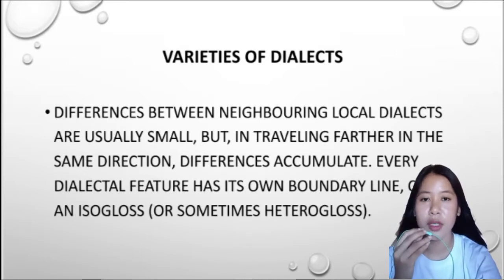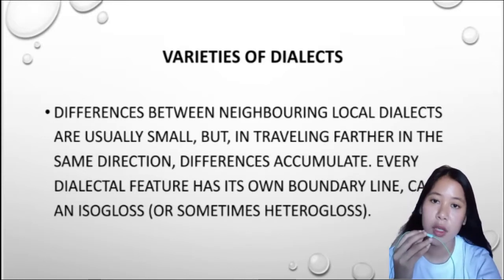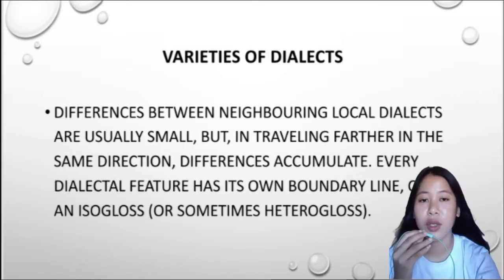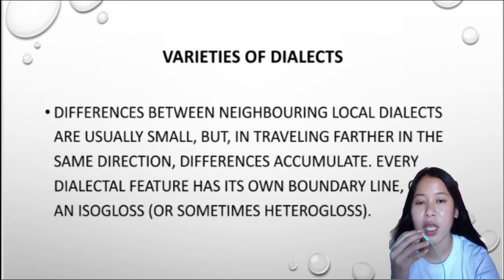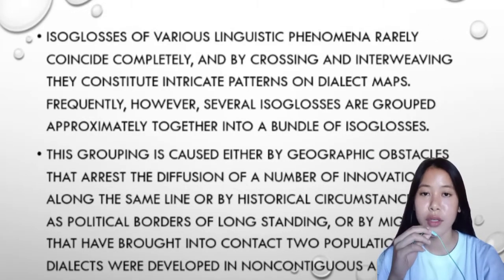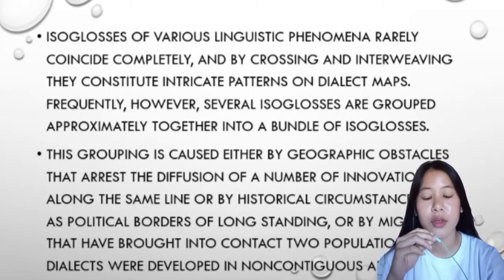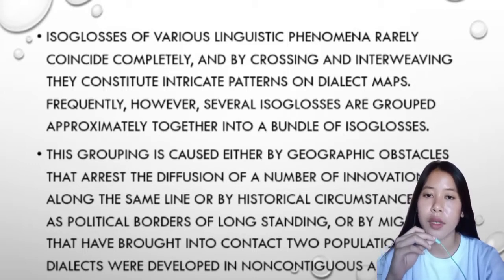Differences between neighboring local dialects are usually small, but in traveling farther in the same direction, differences accumulate. Every dialect feature has its own boundary line called an isogloss or sometimes heterogloss. Isoglosses of various linguistic phenomena rarely coincide completely, and by crossing and interweaving they constitute intricate patterns on dialect maps. Frequently, however, several isoglosses are grouped approximately together into a bundle of isoglosses.